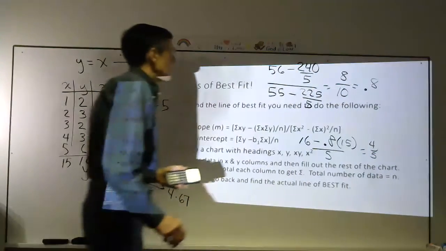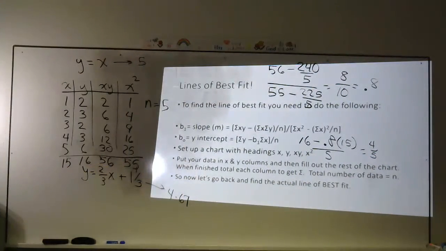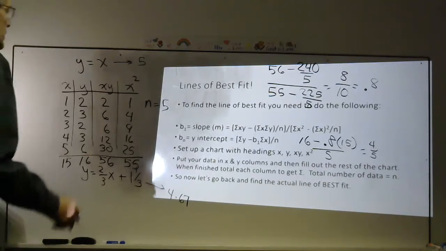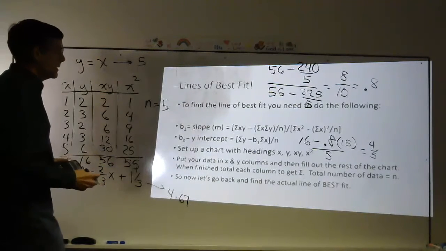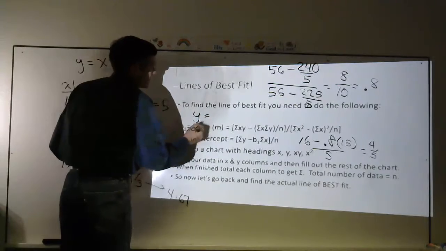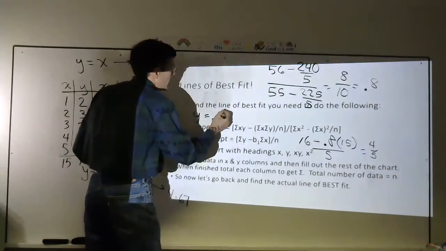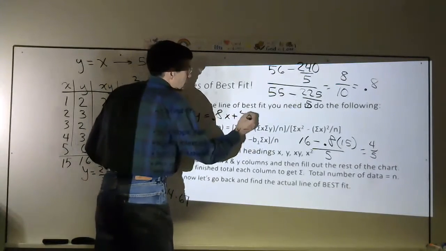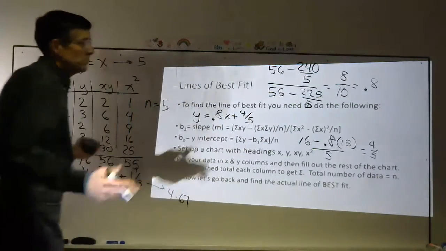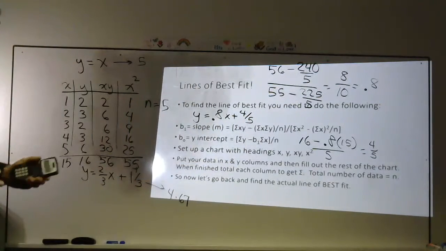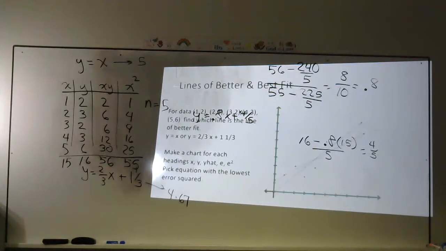Okay, so I have 4/5 for the y-intercept. So I have the slope and the y-intercept. I can write the equation, y equals mx plus b, and the equation for the line of best fit would be the slope, 0.8, x plus the b value, 4/5, which is 0.8x plus 0.8. That is the absolute line of best fit. You cannot find any that is better than that.